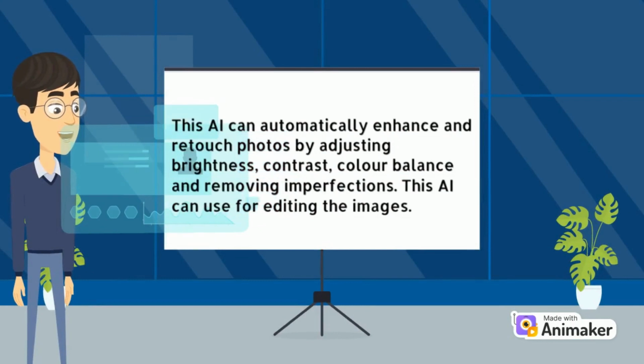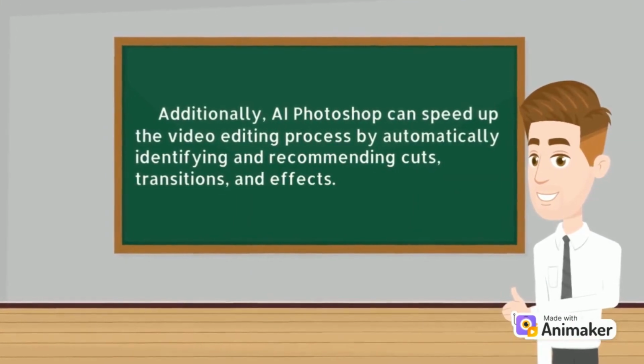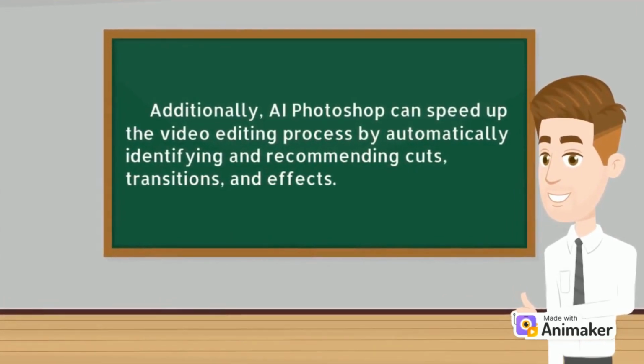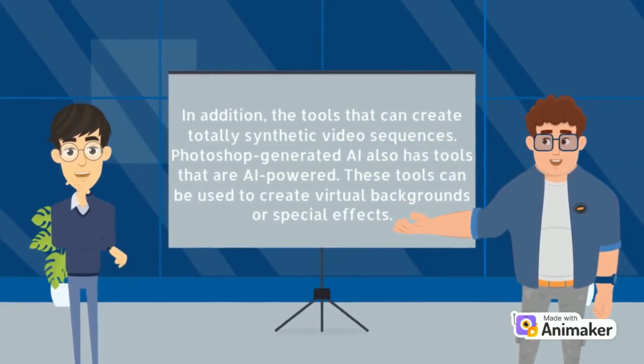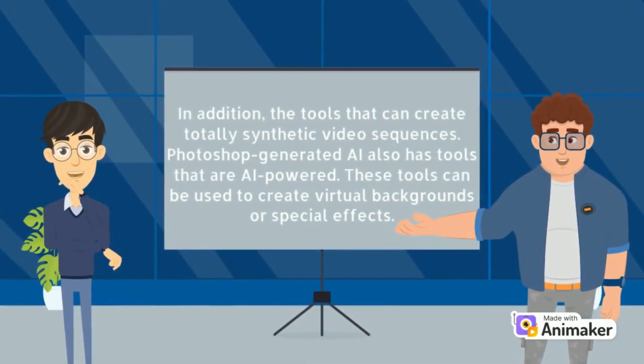This AI can be used for editing images. Additionally, AI in Photoshop can speed up the video editing process by automatically identifying and recommending cuts, transitions, and effects. In addition, there are tools that can create totally synthetic video sequences. Photoshop Generative AI also has tools that are AI-powered. These tools can be used to create virtual backgrounds or special effects.